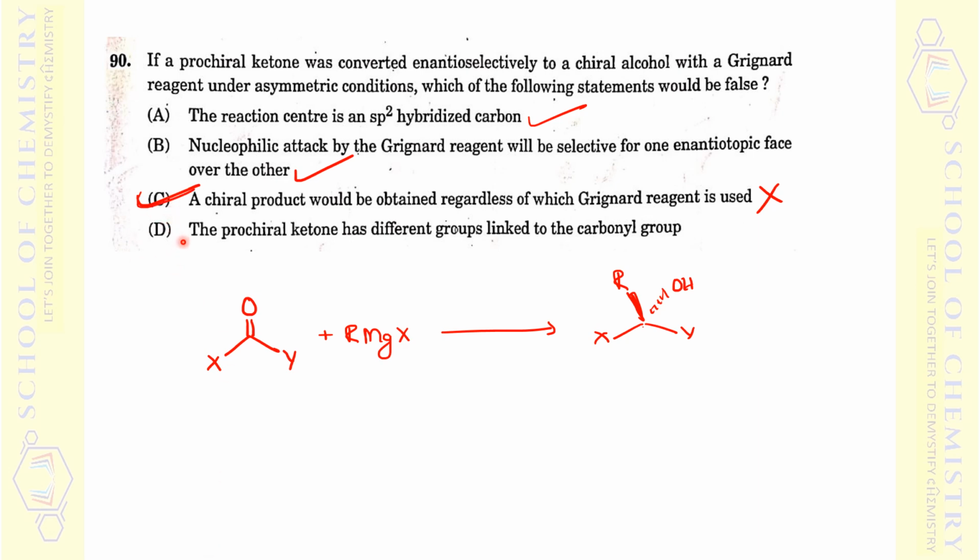We can have a look at option D also. The prochiral ketone has different groups linked to the carbonyl group. Yes, then only it can be called prochiral. If these two groups are the same, in that case both the phases will be the same, and the molecule cannot be called prochiral. So for the carbonyl to be prochiral, this X and Y should be different. So option D is also a correct statement. That's how only option C is the false statement, and that is the answer for the question.